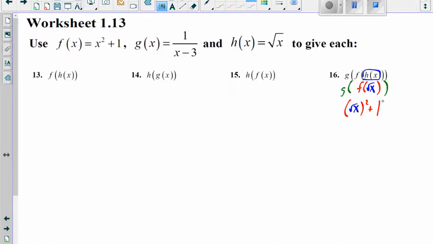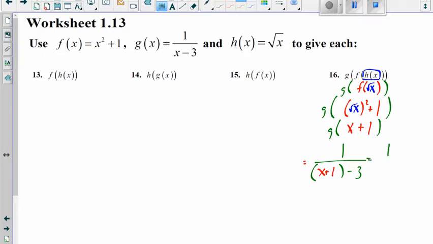X root x squared is just x. So this is all just x plus 1. Now we need to do the g function around this. So we're going to do g of x plus 1. The g function says 1 over stuff, minus 3. And inside that, we put our x plus 1. So this all ends up with 1 over x plus 1 minus 3, which is 1 over x minus 2.